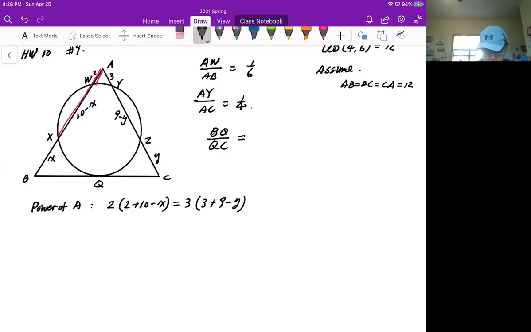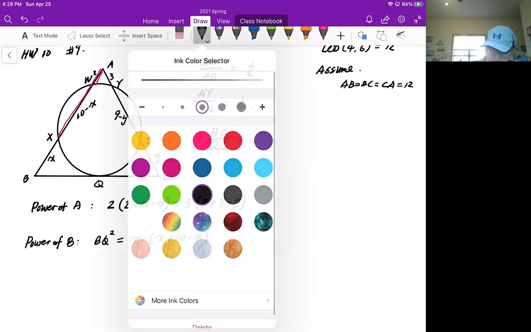What is another equation? Well, if I look at the power of B, let's see what happens. So let's see the power of B. Then I can have BQ squared is equal to x times x plus 10 minus x. Can you see that? So this is another one, right?